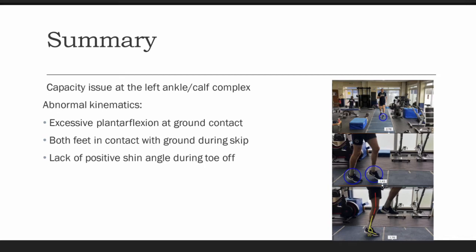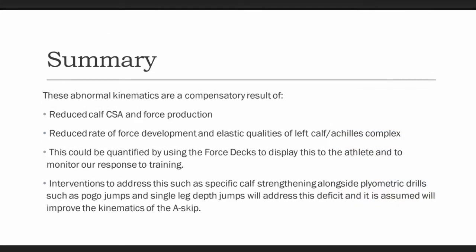So in summary, we were able to highlight some abnormal kinematics that this athlete displayed, including excessive plantar flexion at ground contact, both feet being in contact with the ground during the skip, as well as a lack of a positive shin angle during toe off. So as discussed, I believe these abnormal kinematics were a compensatory result of a lack of calf force production and rate of force development. We were able to objectively display this to the athlete using the force decks, as well as monitor our response to training.